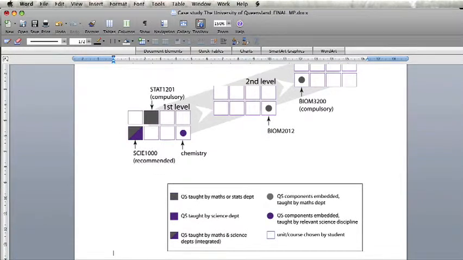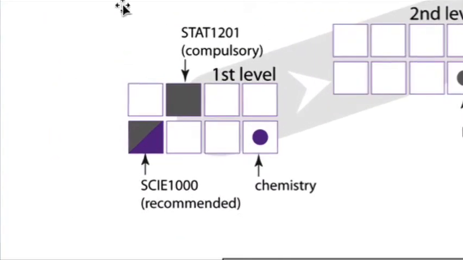Without going into too much detail, we've got a bit happening over here at first level, where there's a highly recommended interdisciplinary science mathematics unit, which is this one here, taught by the Maths and Science department, which is integrated. There's also a statistics unit, which is taught by the Maths department or Stats department. And finally, at first level, there is a chemistry unit where QS components are embedded, and it's taught by the relevant science discipline.